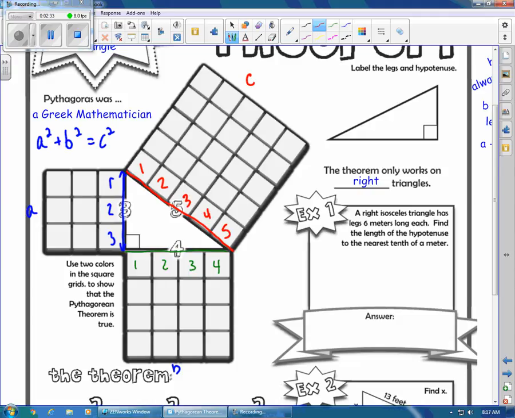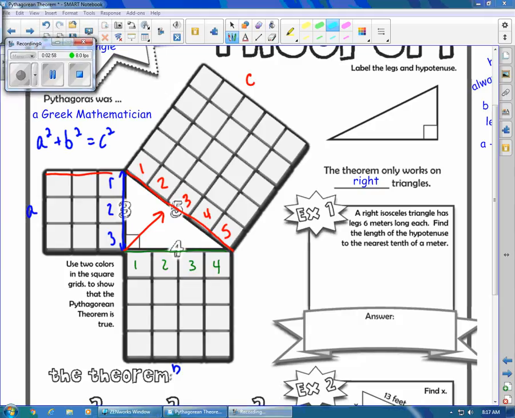Okay, so I've got my right triangle. The C side is across from my right angle. Now what Pythagoras discovered is if you take the length of the A side and square it. Now remember that when you square something, you're multiplying it by itself. So we're going to take 3 times 3, and that is going to equal 9. I want a blue highlighter. So if I take the length of my A side and I square it, I'm going to get 9 units. So I'm just going to color this whole thing in blue.